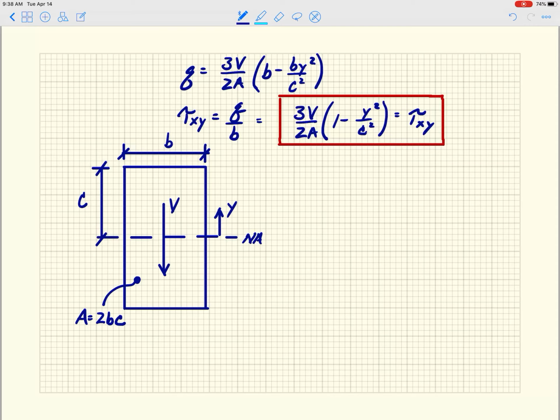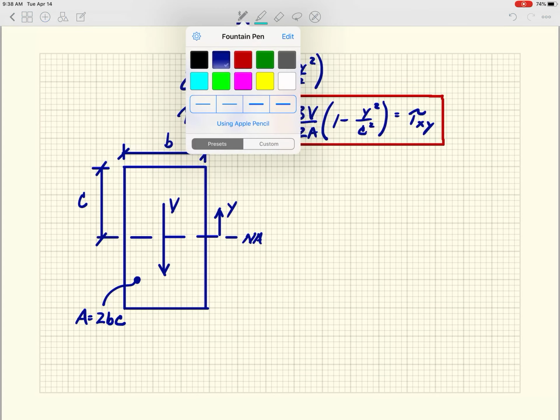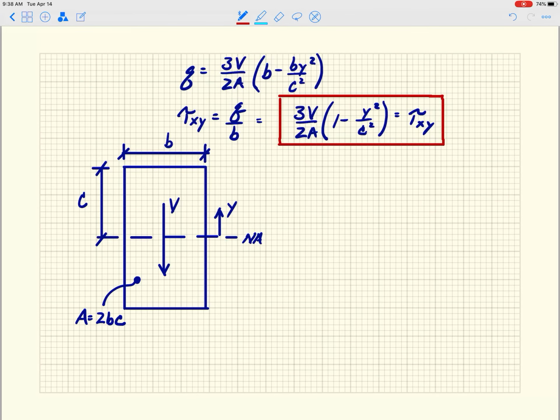So C is half the height, so the total height is 2C. B is the width, so 2C times B is the total cross-sectional area. Right? So if I'm now going to plot this, I didn't actually leave myself enough room, but that's all right. So this is tau xy, right?